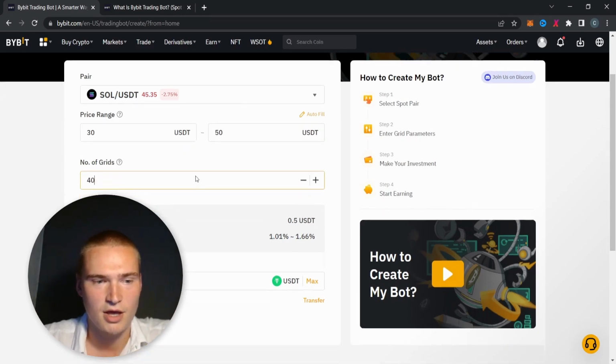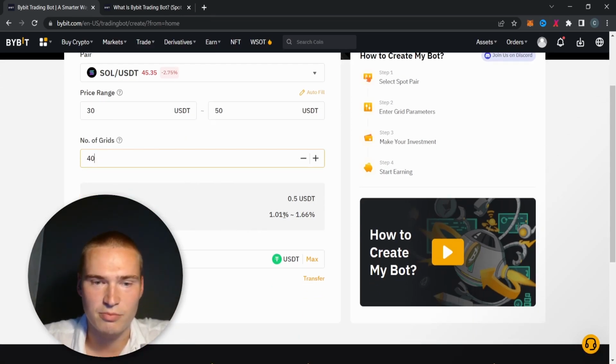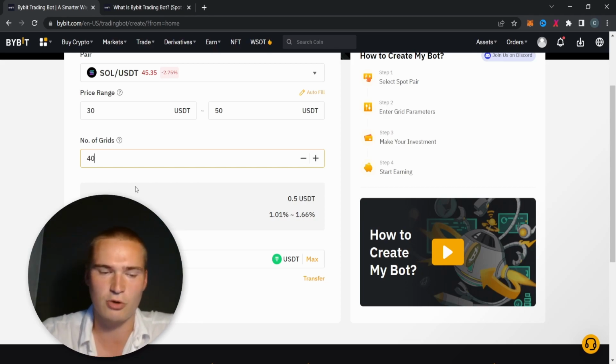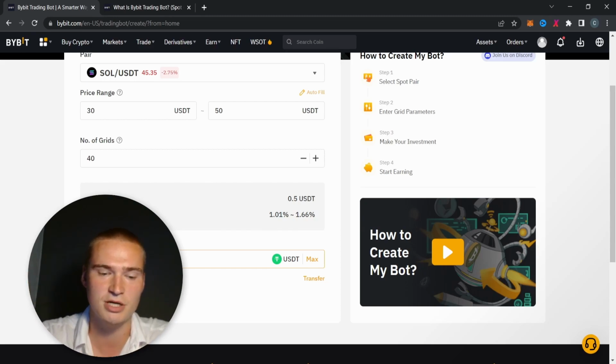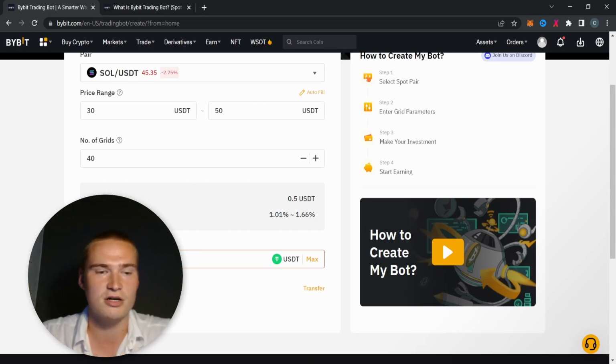Here you can see the profit per grid that you would have. That means every buy up until the next sell makes you between 1.01 and 1.66, and that all depends on the grids. You can also do 20, then it's a little bit more. And then the only thing you do is put in some investment. For example, if you want to use the bonus by signing up through the link down in the description, you would put $50 at the very least here, which right now the minimum amount is 553.